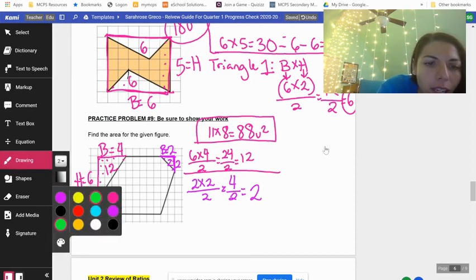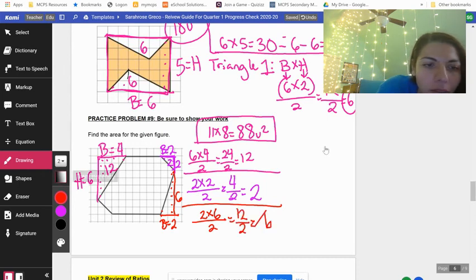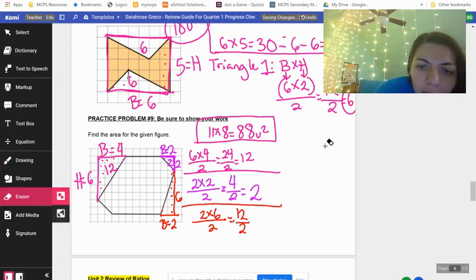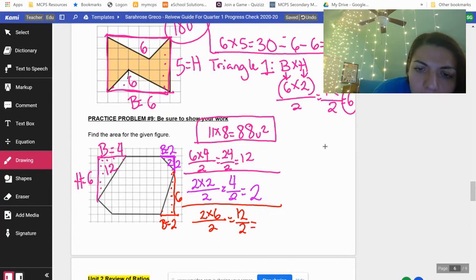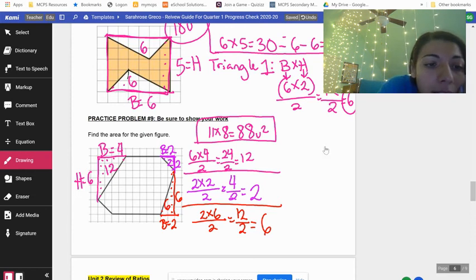Now let's do red for this one. My base is 2, 1, 2. My height, same one in the corner, 1, 2, 3, 4, 5, 6. 6 was my height. So base was 2, height was 6, divided by 2. 12 divided by 2 is 6. So I'm going to write 6 inside of there.